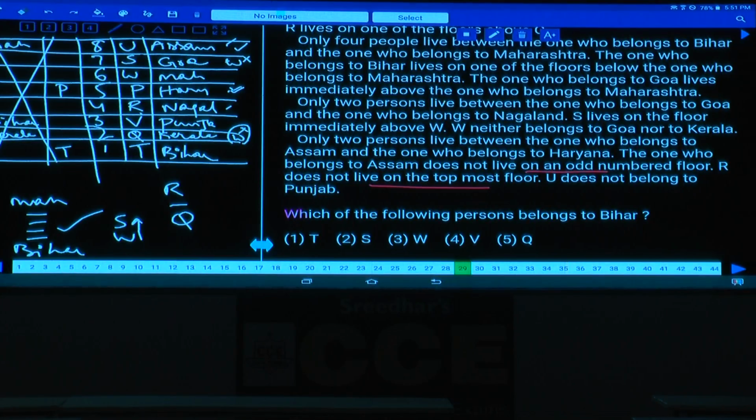And 8 persons: U, S, W, P, R, V, Q, T, and the states are Assam, Goa, Maharashtra, Haryana, Nagaland, Punjab, Kerala and Bihar. And this is about question numbers 29 to 34. Let's write down this final arrangement.